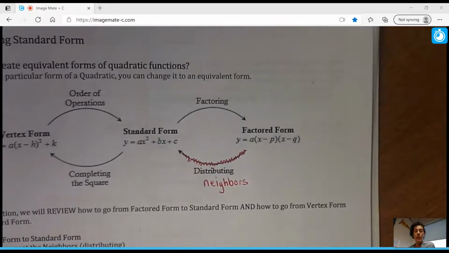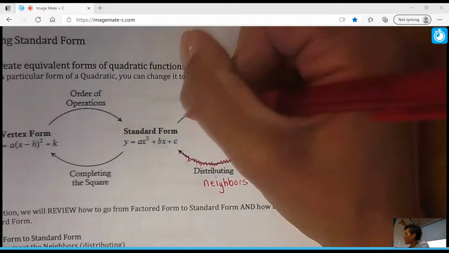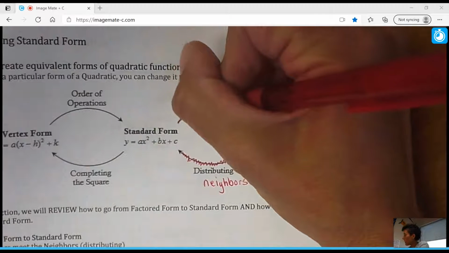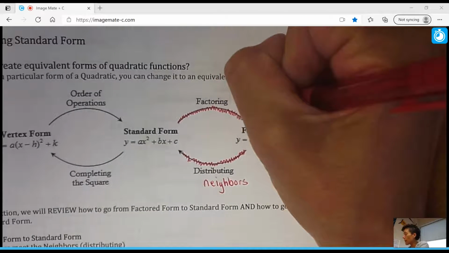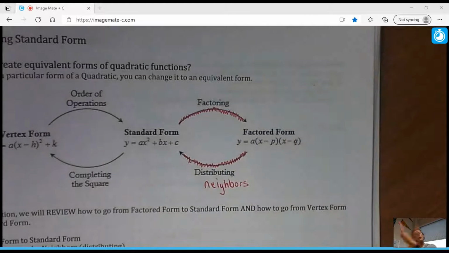Then, eventually, what we did is we did the opposite of that. We went from standard form to factored form, and we did that by factoring. And so we started when we factored with the GCF, and then if there were 3 terms, we made the x, and if there were 2 terms, we tried the difference of squares.